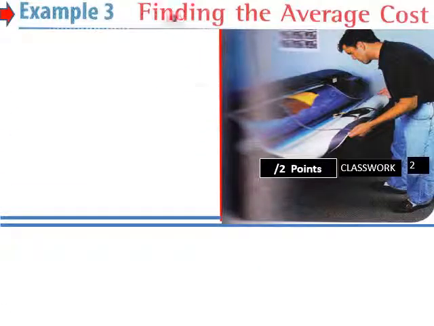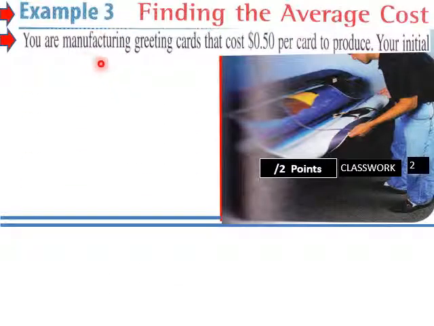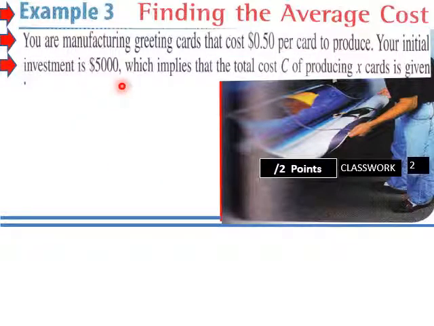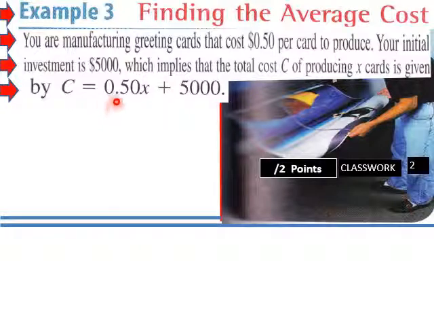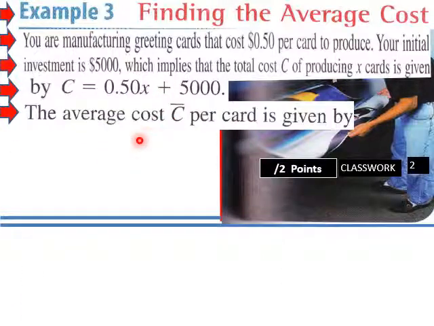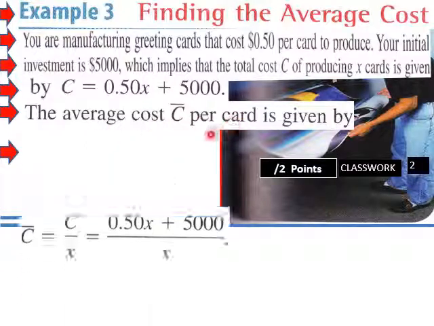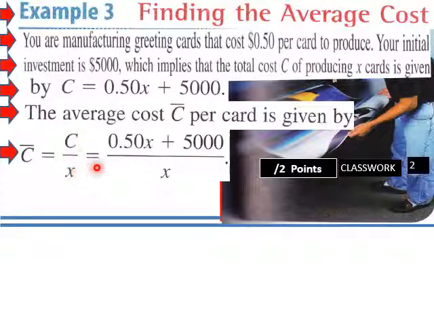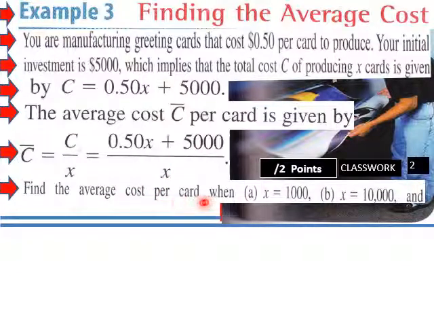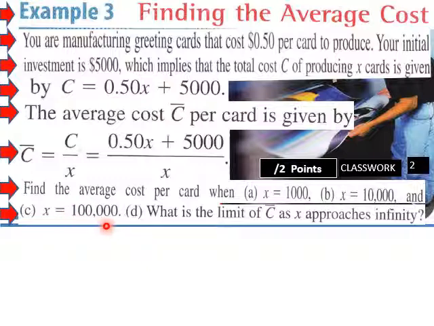Okay, moving on into our example 3 here, finding the average cost. You are manufacturing greeting cards that cost 50 cents per card to produce. Your initial investment is $5,000, which implies that the total cost C of producing x cards is given by C equals 0.50x plus 5,000. The average cost per card is given by average cost equals C over x, which equals 0.50x plus 5,000 over x. Find the average cost per card when A, x equals 1,000, B, x equals 10,000, and C, x equals 100,000. D, what is the limit of C as x approaches infinity?